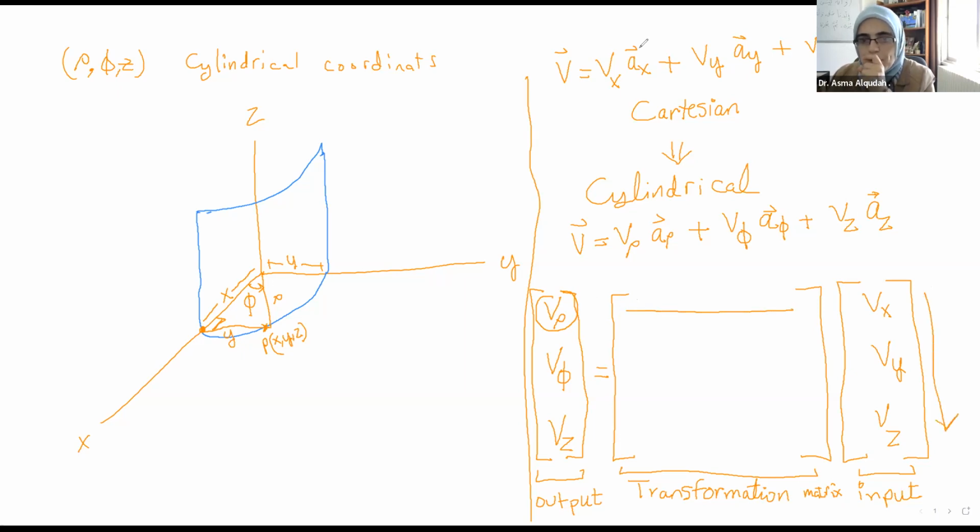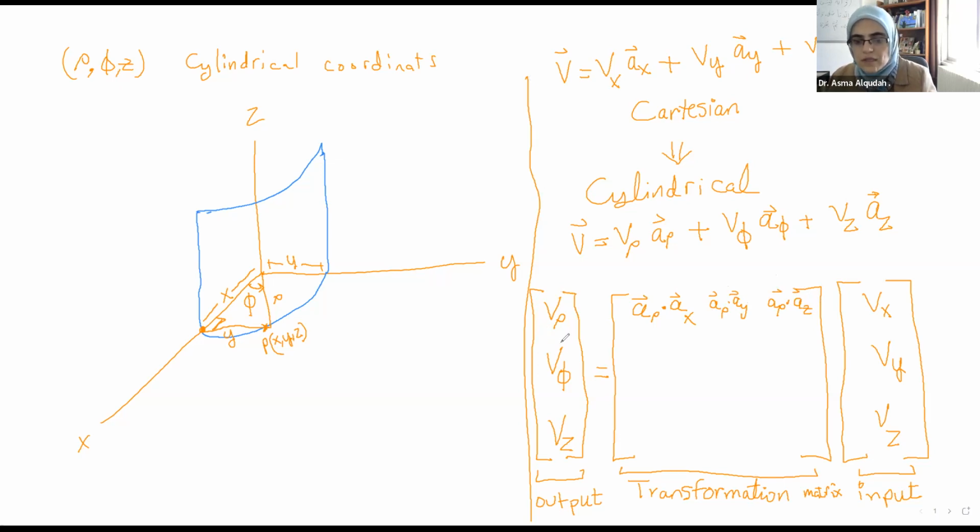So what we need to put in this matrix is as follows. Here A sub rho dot A sub x. This is the first entry. And the second entry is A sub rho dotted with A sub y. And the third entry is A sub rho dotted with A sub z.